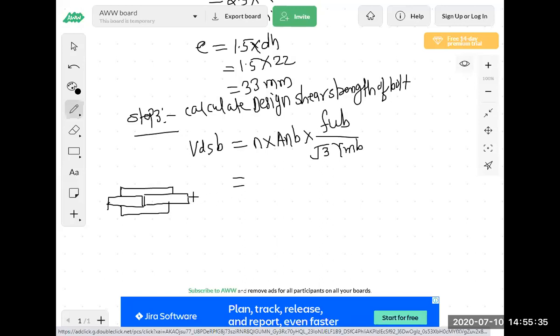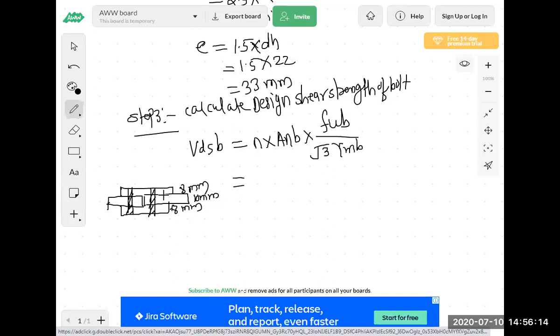Main plates having thickness 10 mm and cover plate having thickness 8 mm. So draw the sketch. Now here I will show the bolt, but the number of bolts we have to calculate. For this connection, we have to calculate how many bolts are required. So these are the two main plates connected by two cover plates. The cover plate has 8 mm thickness and the main plate is 10 mm thick.